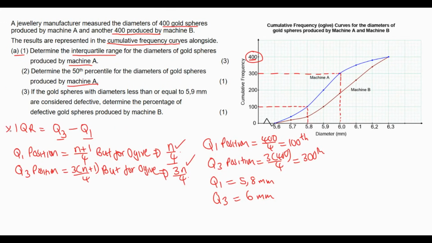And then the interquartile range, remember, is Q3 minus Q1. So the interquartile range is equal to 6 minus 5.8 millimeters. So interquartile range is equal to 0.2 millimeters.